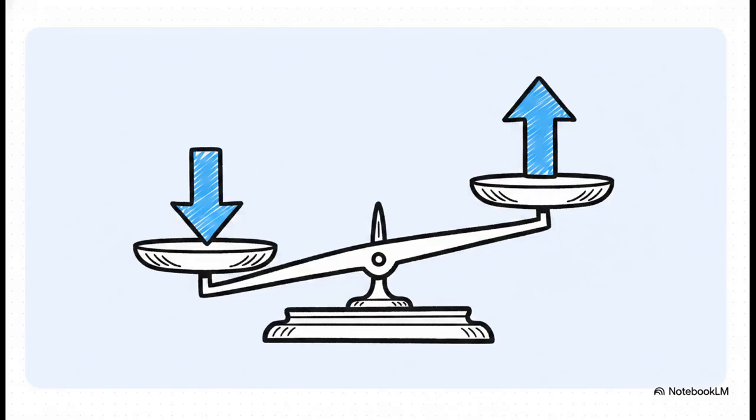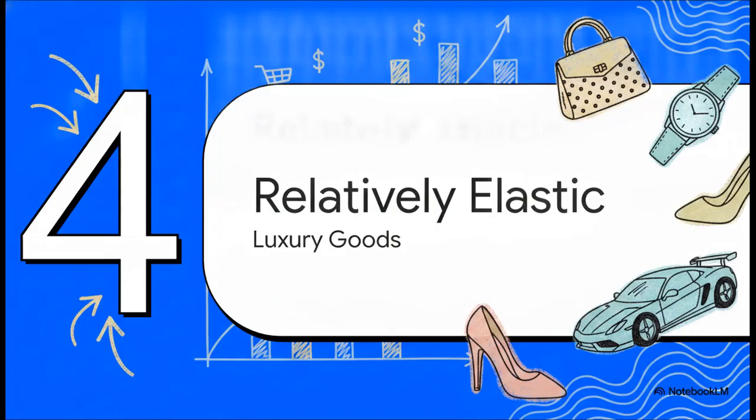So the crucial point here is this perfect 1-to-1 ratio. When EP equals 1, a given percentage change in the price of a commodity causes an exact mathematically equivalent percentage change in the quantity demanded. If a store drops the price of a good by exactly 10%, the demand for it rises by exactly 10%. It is perfectly balanced.